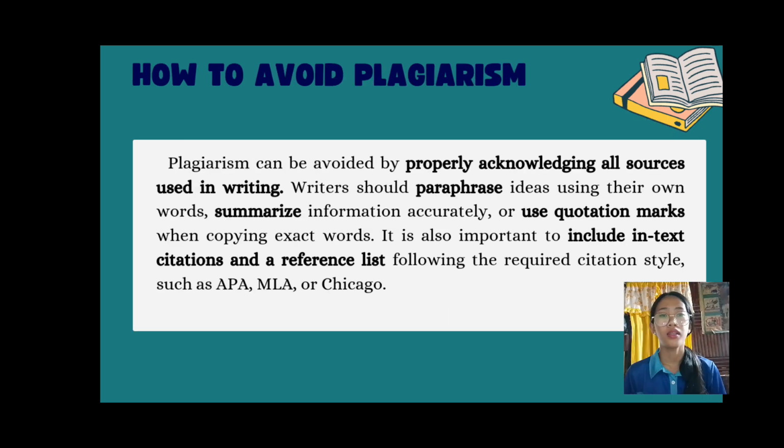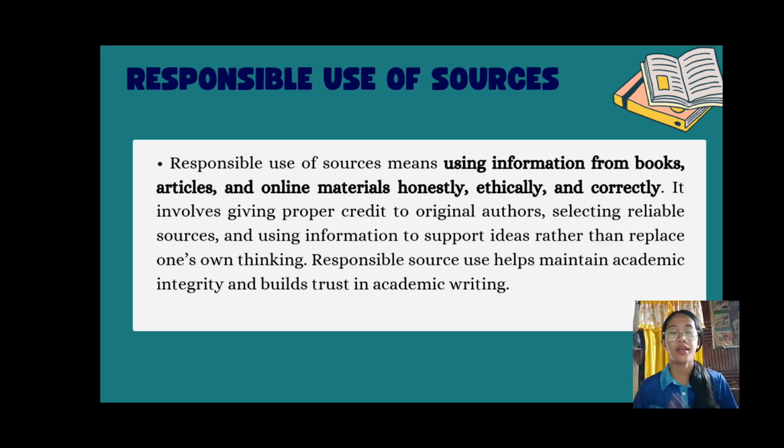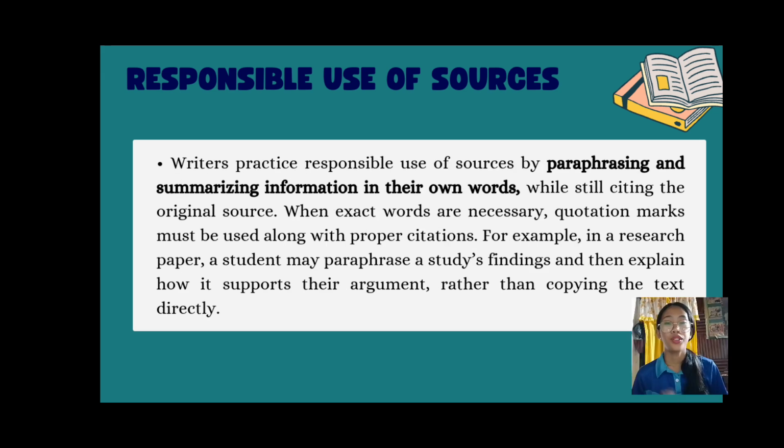Now, how to avoid plagiarism? We avoid plagiarism by citing sources properly. Paraphrasing and quoting correctly are important. Next is responsible use of sources. So this means using information ethically. Sources should support our ideas, not replace them. So practicing responsible source use, writers paraphrase and summarize while citing sources. So this shows understanding and respect for original authors.